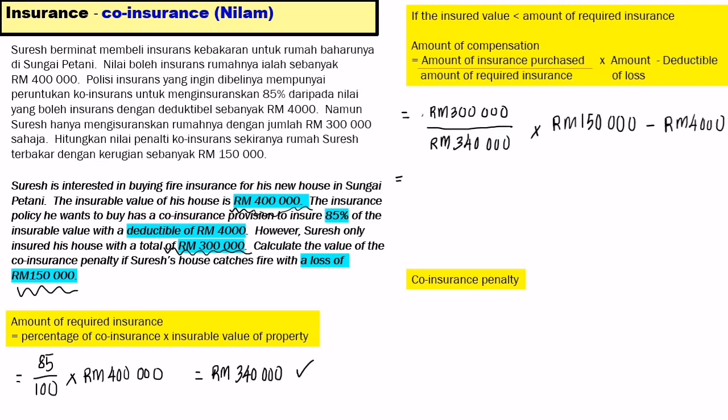Okay, so for this part we will obtain RM 132,352 ringgit 94 cent minus 4,000. So we will get RM 128,352 ringgit 94 cent.